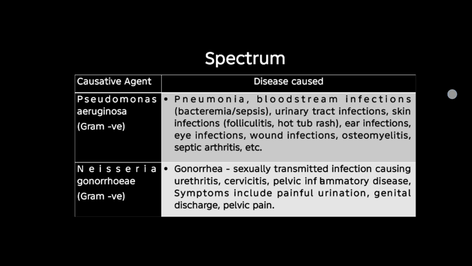Then they are also active against Neisseria gonorrhoeae. Neisseria gonorrhoeae, a gram-negative bacteria, causes gonorrhea. Gonorrhea is a severe sexually transmitted infection that is characterized by painful urination, genital discharge, and pelvic pain. So, Neisseria gonorrhoeae is treated by third generation cephalosporins.